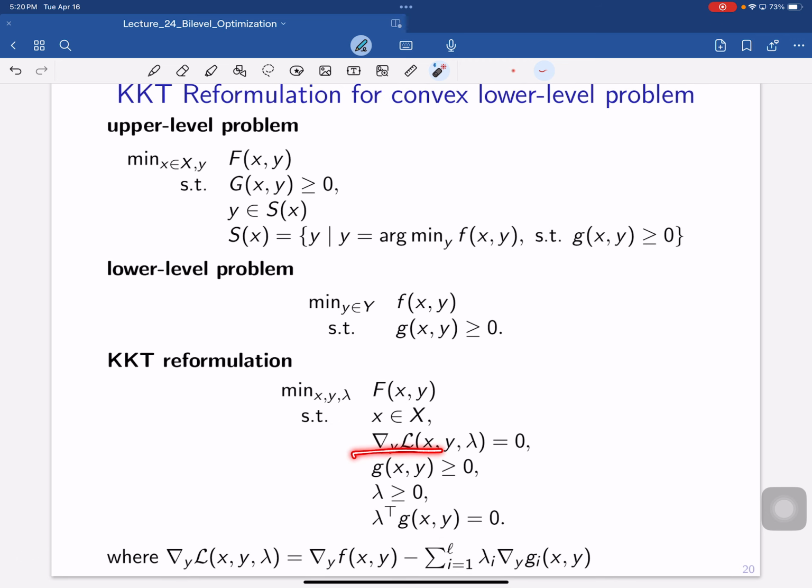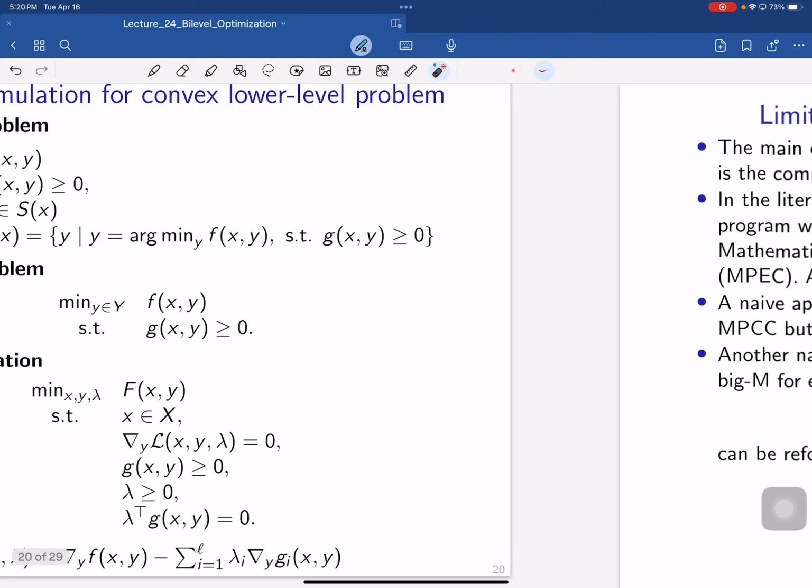This is stationarity, this is primal feasibility, then we have dual feasibility, and then the complementary slackness, right? So you can write down the stationarity condition in terms of the f and g functions. Okay.